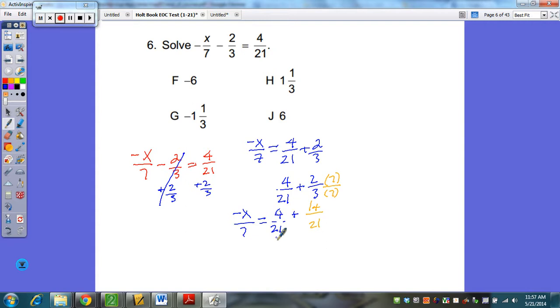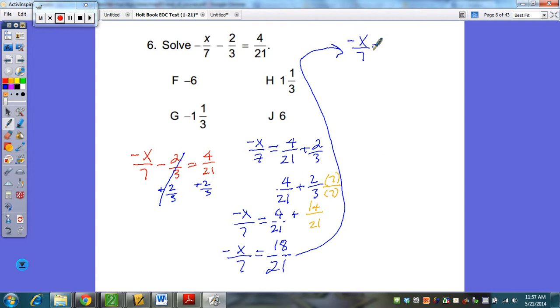So when we add this up, we get 18 over 21, and that equals negative x over 7. So I'm going to take that up here. We have negative x over 7, just rewriting what we had. Now, in order to get x by itself, I want to multiply both sides by a negative so I can get it positive. Negative times negative is positive, and 7, so I can cancel my 7's out. So I'm going to multiply both sides by negative 7.